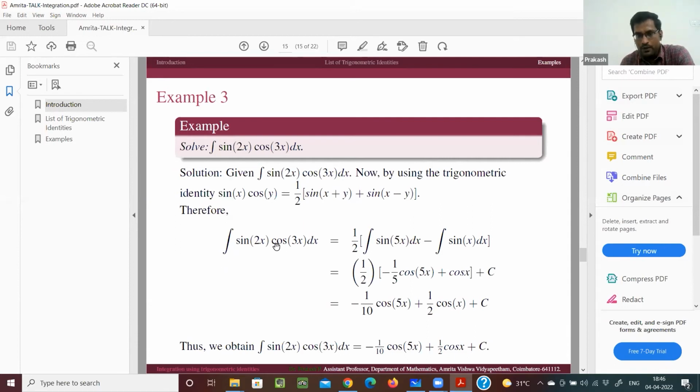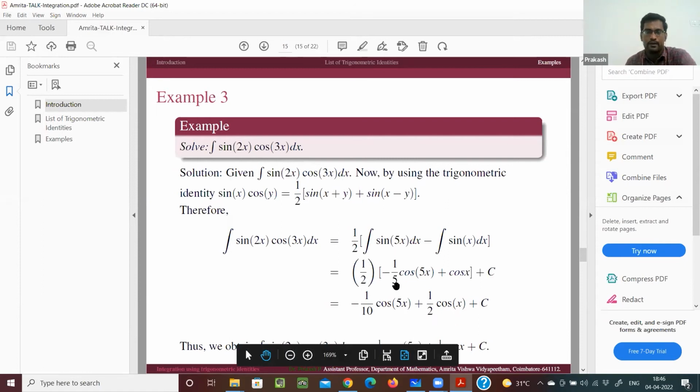So the integral of sine 2x cos 3x we can write like this. How we wrote minus here: because sine of minus x is minus sine x. So that identity you also need to know. Then the integral of sine x and the integral of cos x, everything you know. So finally we are getting this answer.